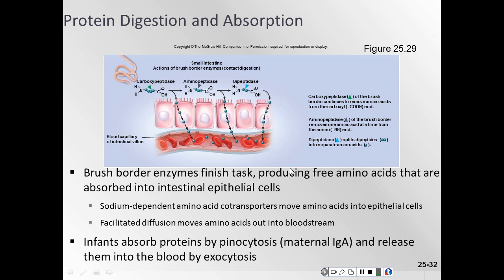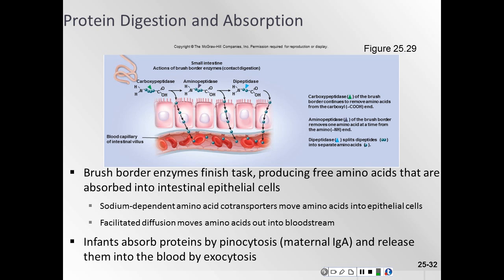Now the absorptive cells of infants can take up intact proteins by pinocytosis, and then release them into the blood by exocytosis. Now this allows the IgA, circle that here, IgA, from breast milk to confer passive immunity. Now intact proteins entering the infant's blood may be treated as foreign antigens and sometimes trigger food allergies.